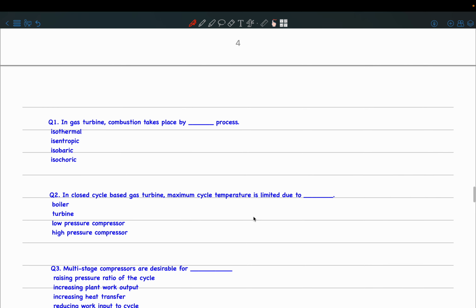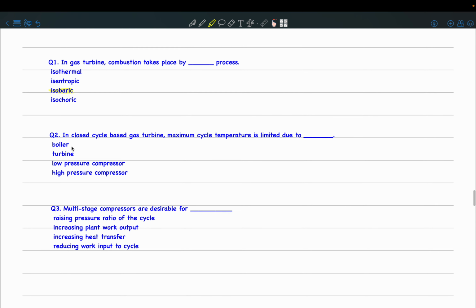Okay, so now here are some questions from the previous assignment, and they're very easy, so I hope all of you will answer them very quickly. We've discussed this earlier. So in gas turbine, combustion takes place by what type of process? Isobaric, right. So I'll just highlight the right answer.